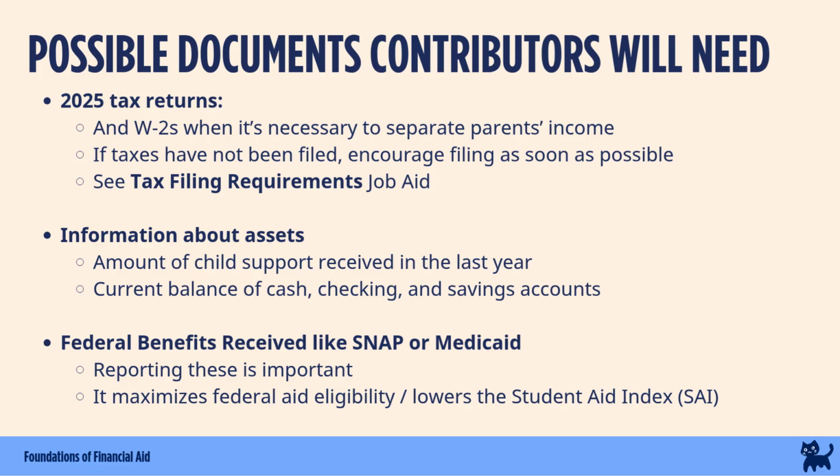Reporting these is important because it maximizes the student's aid eligibility. The fact that they've already qualified for those federal benefits indicates that they have greater financial need, and they will then have a lower Student Aid Index number. They don't need to know the amount or the value of the benefits. They just need to know yes or no, which federal benefits did the family receive.